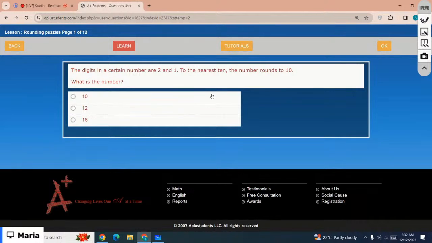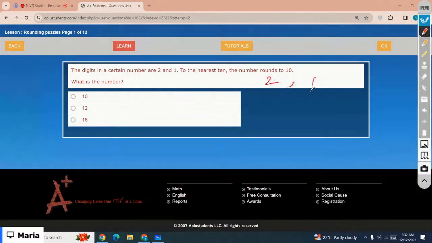Which two numbers can you make from 2 and 1? You have two digits, 2 and 1, right? You can make the numbers 12 and 21 from these two digits. Which number is rounded to 10?